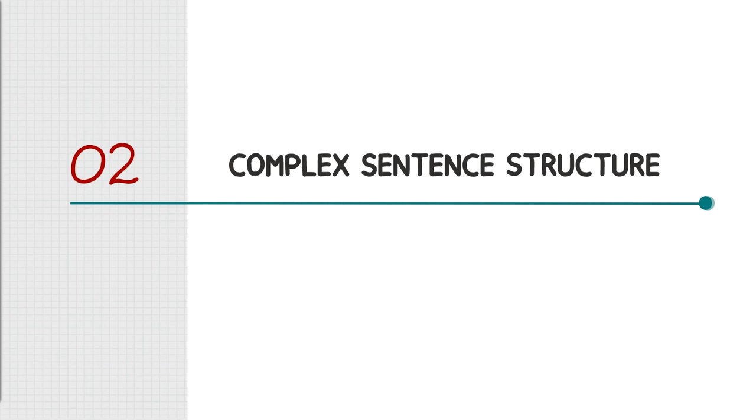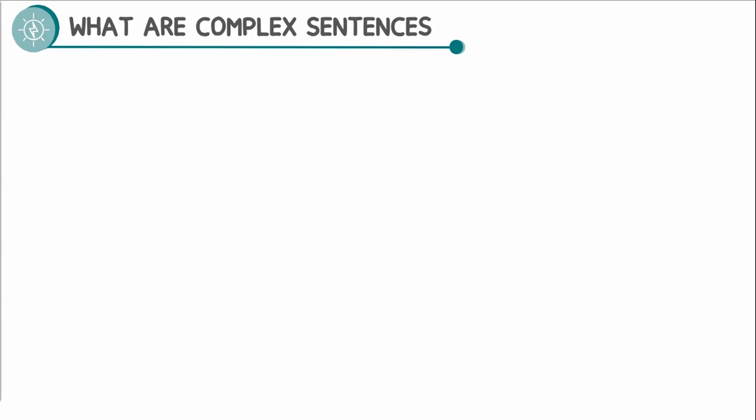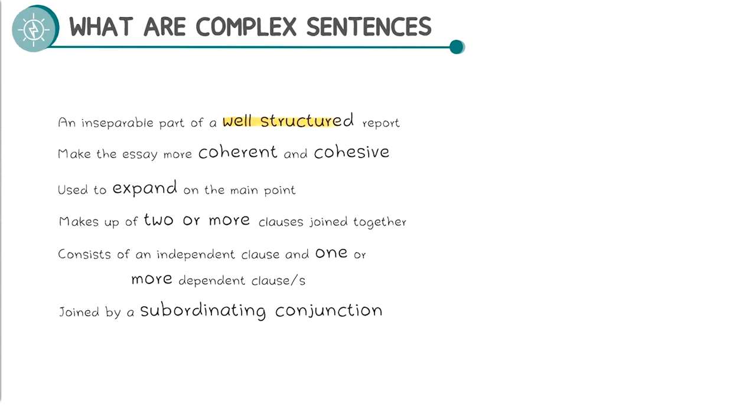Next, let us go over what are complex sentence structures. A complex sentence is an inseparable part of a well-structured report. It is used to make the essay more coherent and cohesive, and it is also used to expand on the main point. Complex sentences are two or more clauses joined together, but they are not joined by a coordinating conjunction. A complex sentence is made by connecting an independent clause and one or more dependent clauses with a subordinating conjunction. A complex sentence contains language chunks.